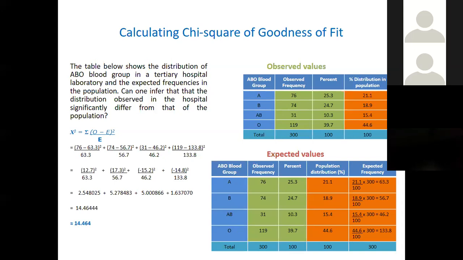The conclusion now is that for the degree of freedom of 3, the critical value for chi-square is around 7.99. So 14.464 is significant. It's higher than the critical value. And what Dr. Balogun ran for us, the p-value is 0.002. It means that the blood group we are testing against the population is quite different. The distribution of the blood group in that teaching hospital laboratory is quite different.